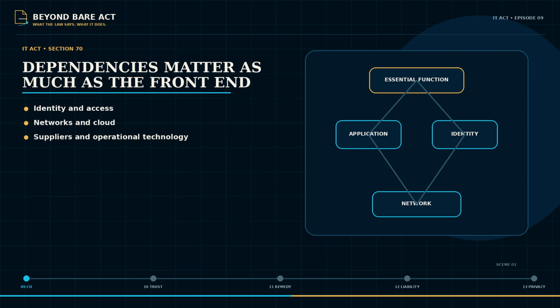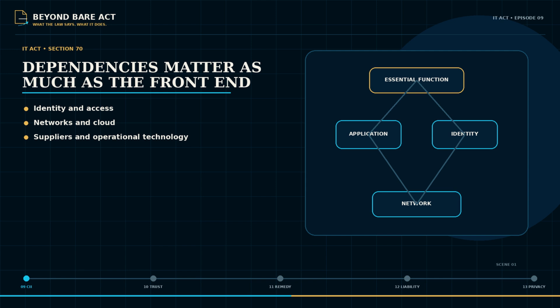A business impact analysis can show what would happen if an asset failed. An architecture map can show where access travels. A threat model can show plausible attack paths. None of those documents is itself the Gazette notification required for protected system status. They answer related but different questions.